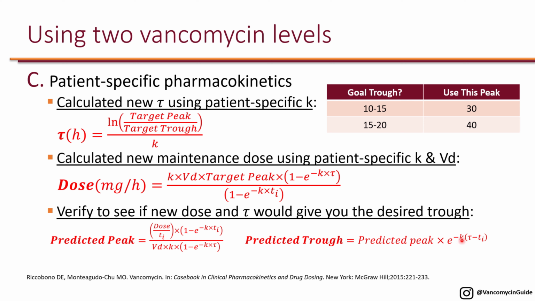And again, you use the tau minus TI. Again, TI has to match your dose. So whatever dose you calculated here, the TI has to match it. And then if you're happy with the predicted peak and trough, then you go ahead and recommend your dose and frequency. And you have to make sure that you specify the correct time of infusion, as well as when to give the next dose.